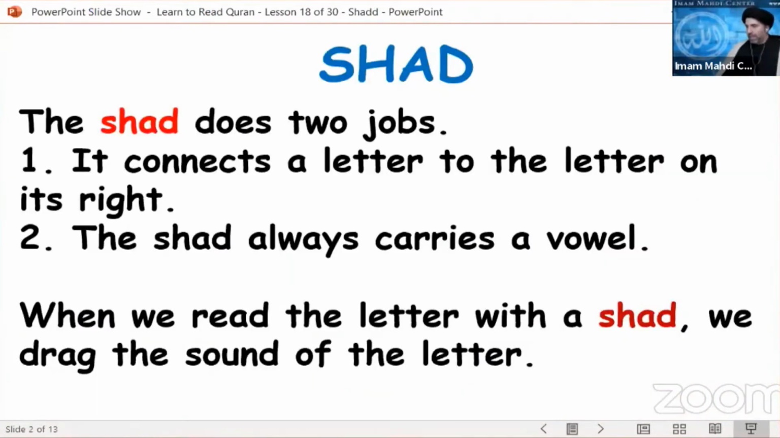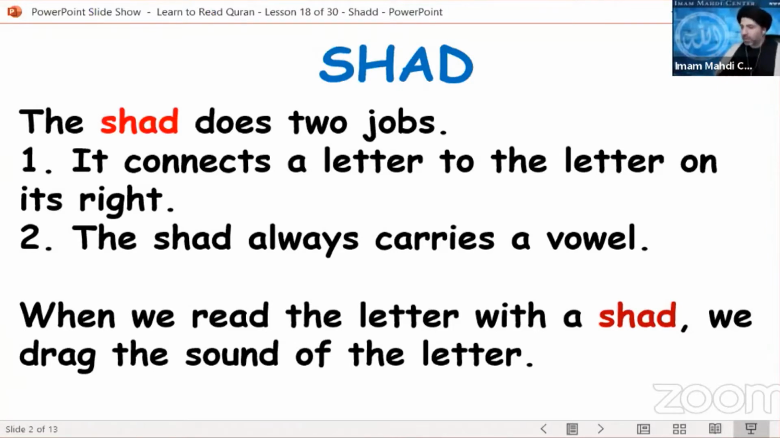The Shad does two jobs. One, like the Sakin, it connects a letter to the letter on its right. If you remember the Sakin from our two previous lessons, what does the Sakin do? When it is on a letter, it connects that letter to the letter before it as one syllable. So the Shad also connects a letter to the letter on its right. However, the Shad always carries a vowel. If you remember, the Sakin is a stop on the sound of the letter and it does not carry a vowel. However, the Shad does carry a vowel.